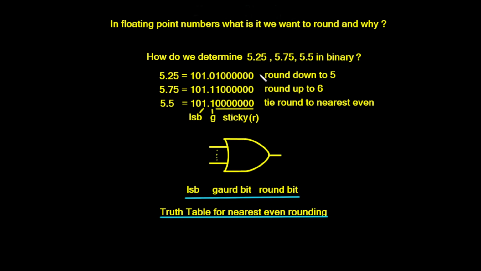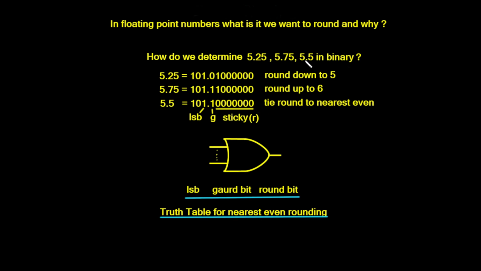Now what we do, in order to find out whether we have actually got a tie, we need to make sure that all of these sticky bits are actually zeros. So what we can do is we can put them through an OR gate. So all of the sticky bits here go through an OR gate. If the OR gate comes out low, it means that all of these values are low. If all of these values are low, then we know we're exactly at the halfway point.